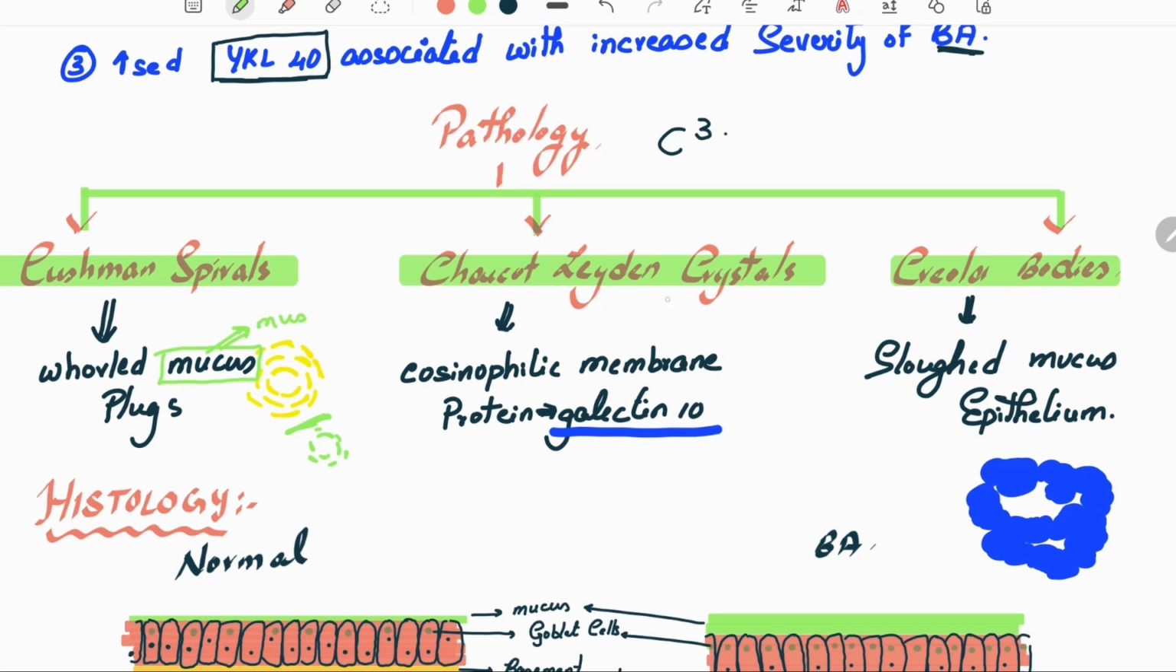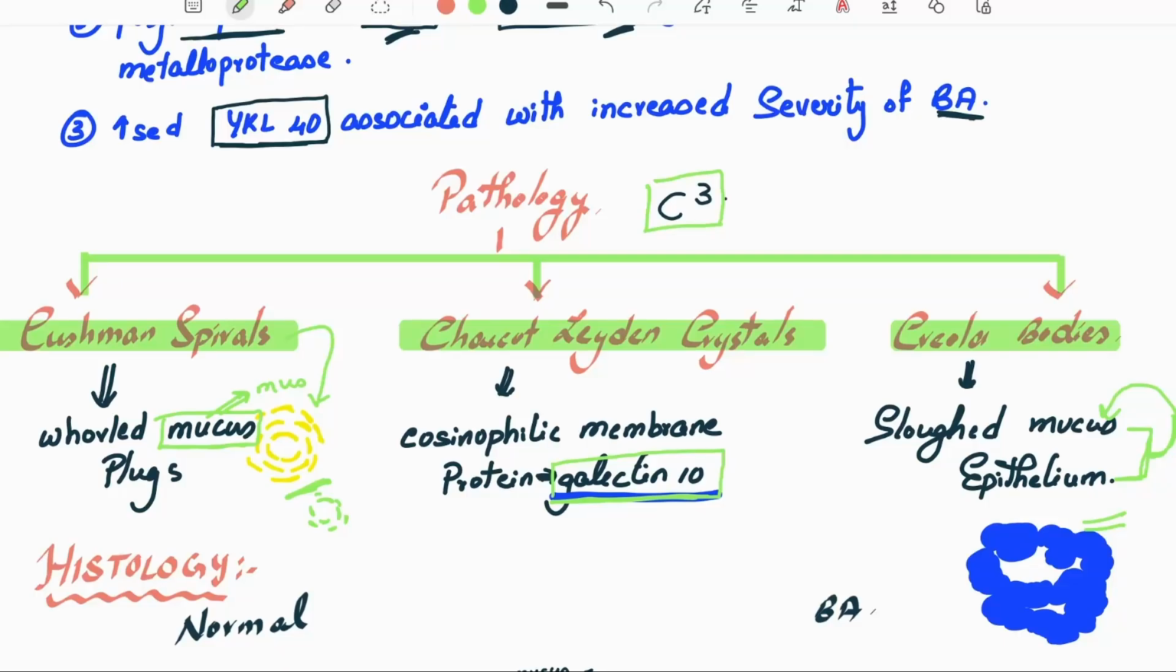Next one is Charcot-Leyden crystals. They are nothing but eosinophilic membrane proteins. These eosinophilic membrane proteins are called galectin-10. Do remember like this: crystals are something like solids. These solids are nothing but the proteins. So what is this protein? This protein is galectin-10 protein. This is nothing but the eosinophilic membrane protein.